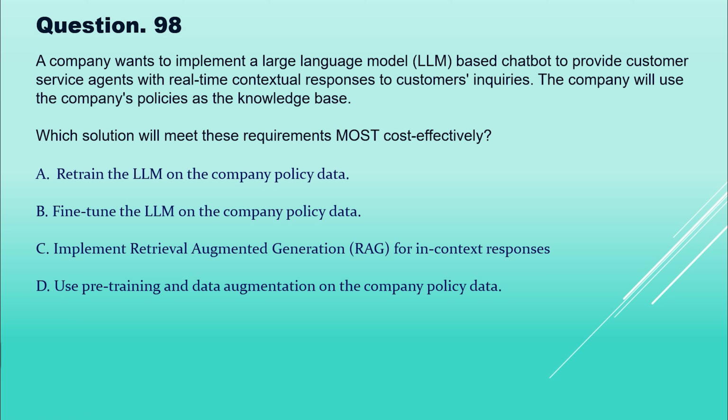And the correct answer here will be option C, implement retrieval augmented generation for in context responses, because RAG is the most cost effective choice. It allows the LLM to dynamically retrieve relevant information from a predefined knowledge base at inference time itself without needing extensive fine tuning or retraining of the model, and most cost effectively is the requirement. So option C is correct here.